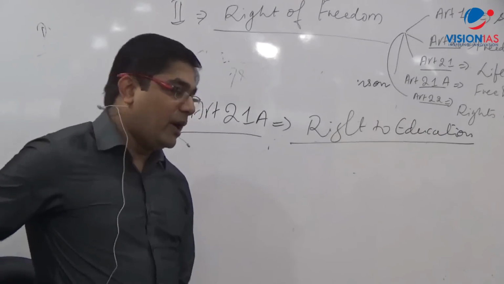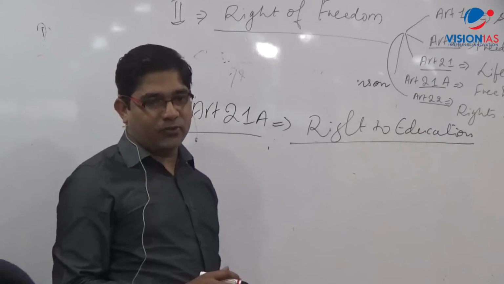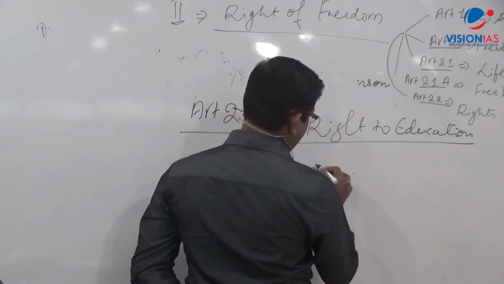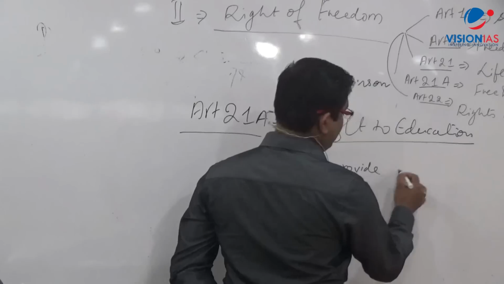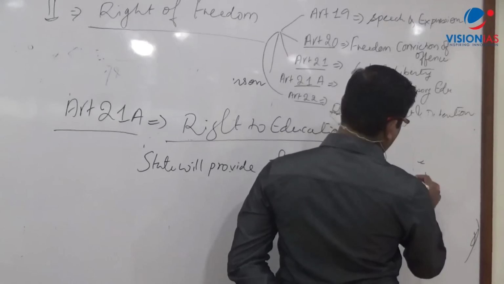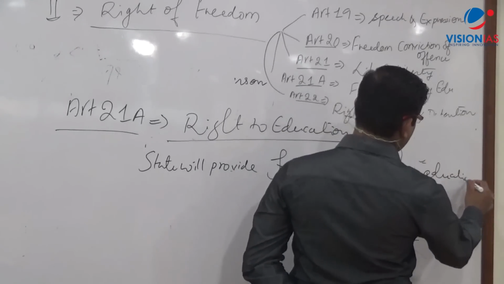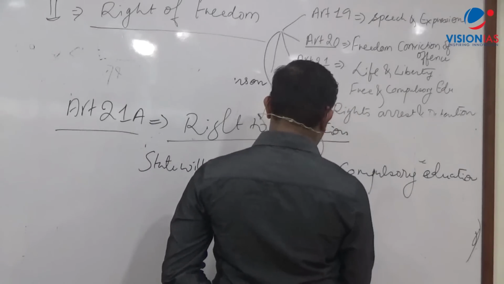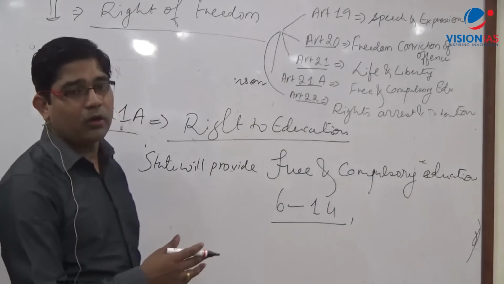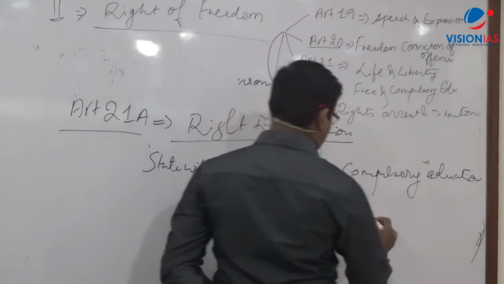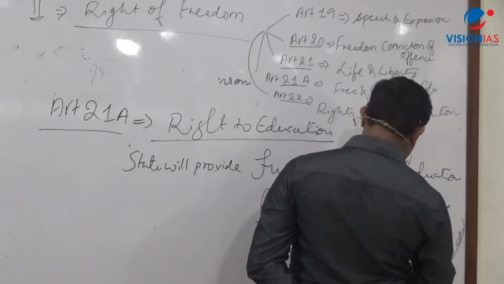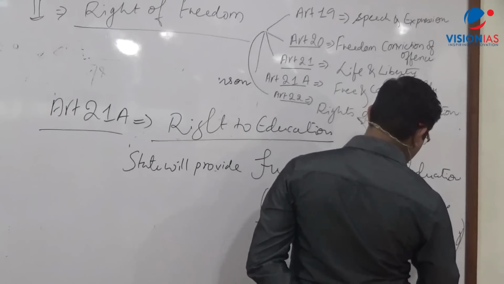Now this we have to see, first of all, what is the text. The state will provide free and compulsory education. Free and compulsory education to whom? To the children belonging to the 6 to 14 age group. Is there anything more? As the state may provide by law.